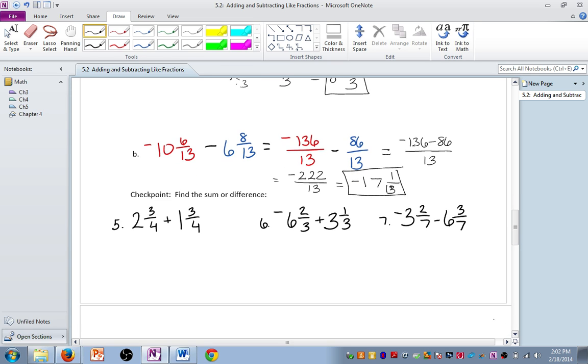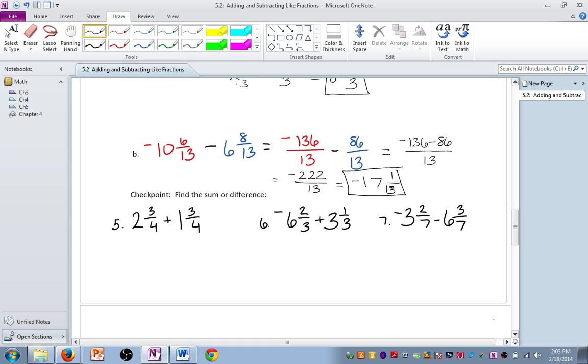For this checkpoint, again, in a couple of minutes, hit pause, do the work on a separate piece of paper, write your answer down here, and I'm going to give you the answers, so make sure you press pause as you are solving the problems. Press play when you're ready to check your answers.